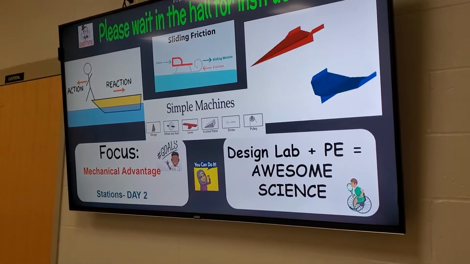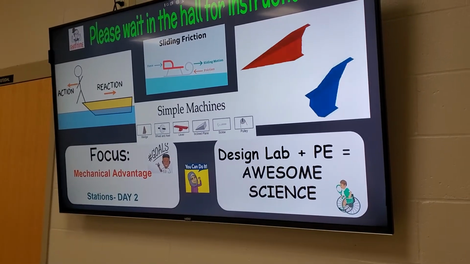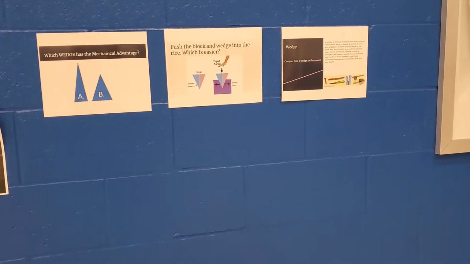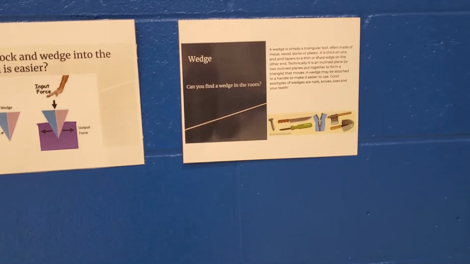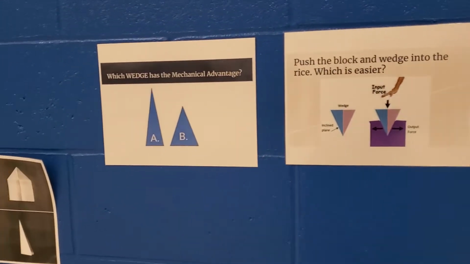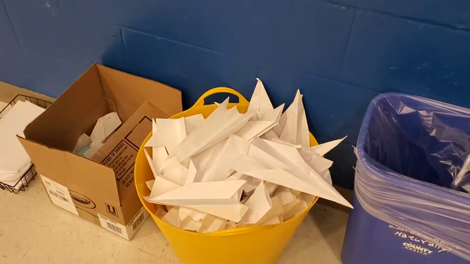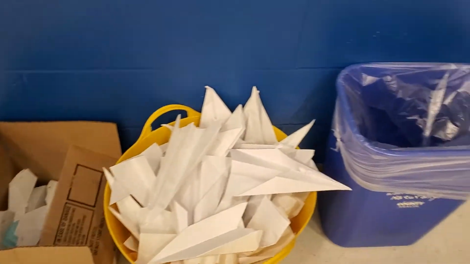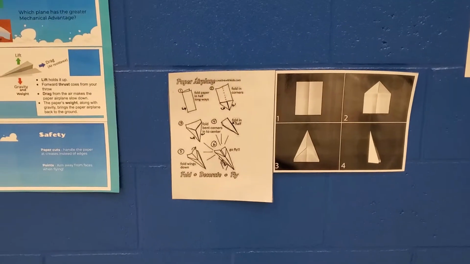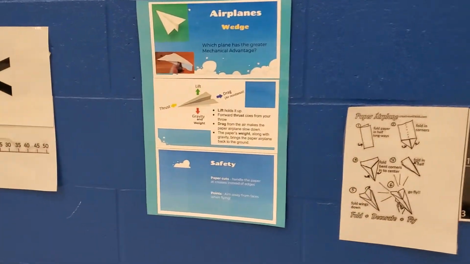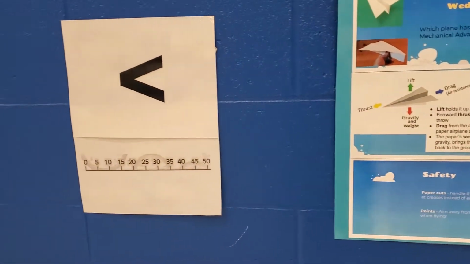Here's a brief overview of the simple machines and science stations. For the simple machine, a wedge, there is a paper airplane station. So students can make a paper airplane. I would recommend a recycling bin. Directions on how to make a plane, all the different dynamics.